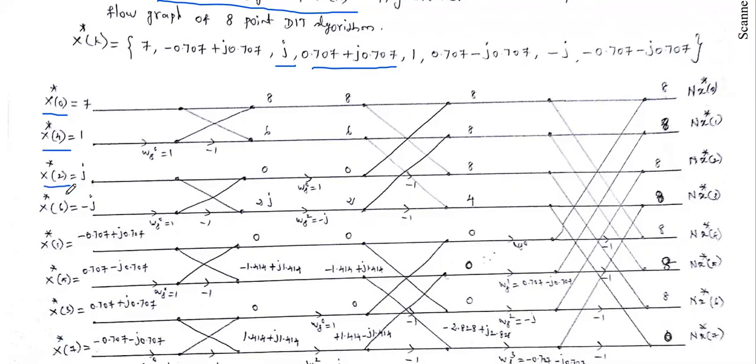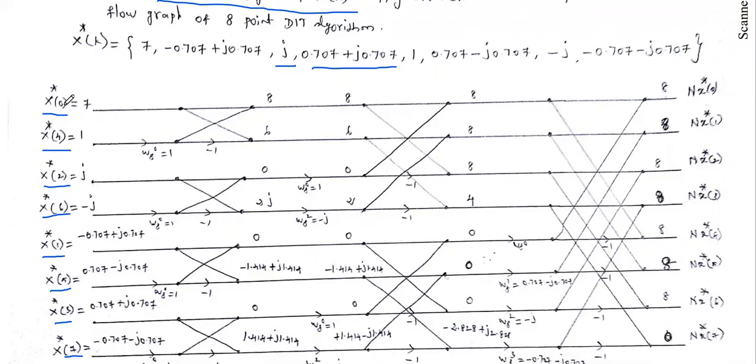The third one is X complex conjugate of 2 and 6. Then X complex conjugate of 1, X complex conjugate of 5, then 3 and 7. So the first 4 data are even indexed values. The next 4 data are odd indexed values we have to apply.